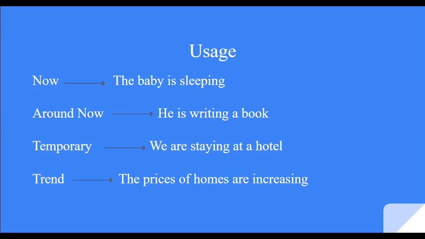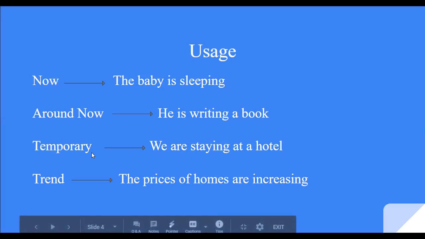We can also use the present continuous tense to talk about something temporary, in the sense that in the present moment, for example, "we are staying at a hotel." This is the idea that we live in a home, but in the present moment, because I'm traveling and vacationing, I'm staying at a hotel. And that stay is temporary. Then we can also use the present continuous tense to talk about a particular trend.